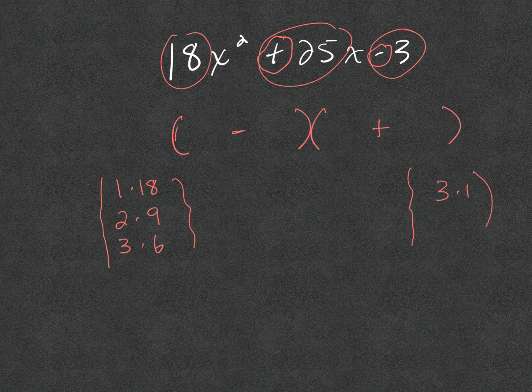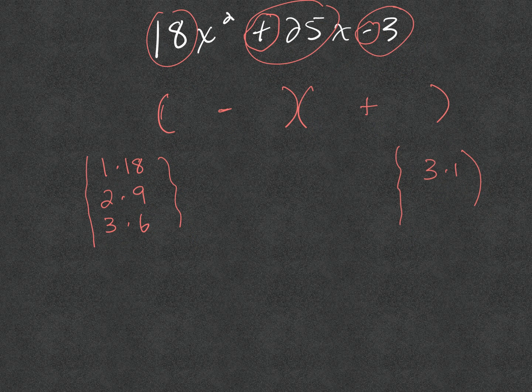Okay, now, what we want to do is get a 25, finding a difference of 25. How can we do that? Well, let's take a look. If I have 1, 18, 3, 1, that's not going to give me a difference of 25. 1 times 3 minus 1 times 18, or 3 times 18, no way. Okay, let's go to the next one. 2 times 9, 3, 1.